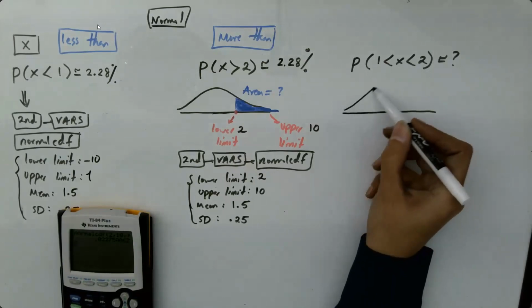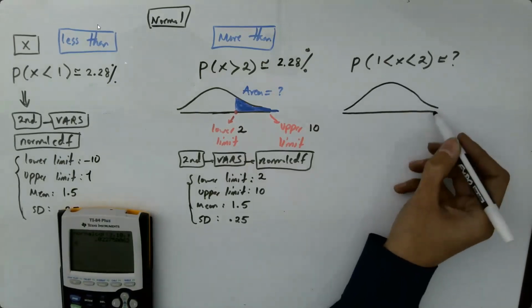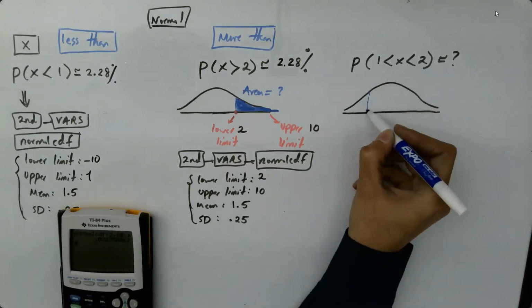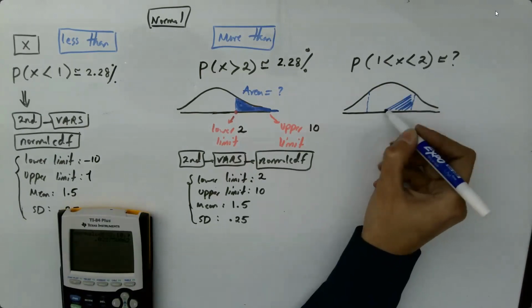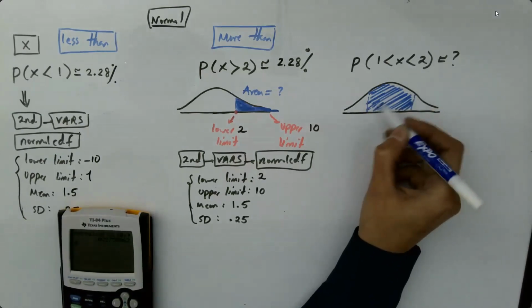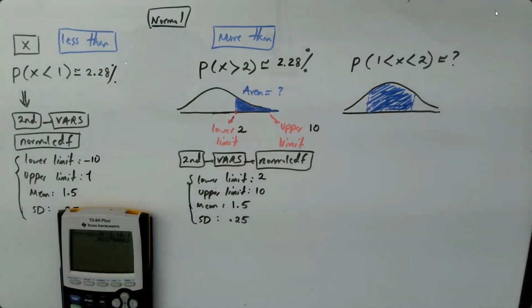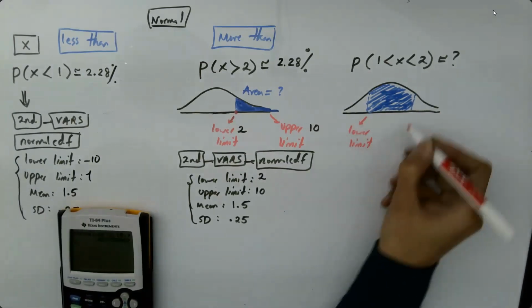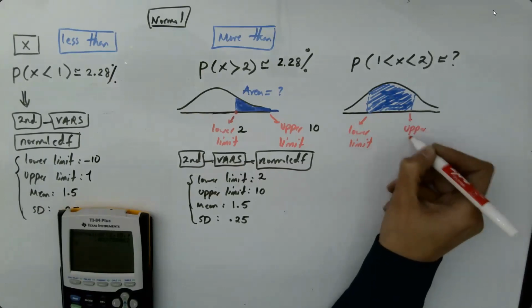Now my graph has its lower limit and also its upper limit. Both of them are mentioned in the question. I have both of them. So in general form, in between is going to be the area in between 2 numbers. The lower limit is going to be the smaller number and the upper limit is going to be the larger number. So this is my lower limit, and I have my upper limit.